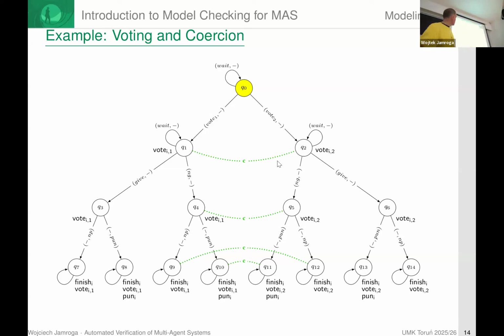But this dotted line indicates that these two situations are indistinguishable for the agent called C, for the coercer, right? So the coercer doesn't know which one of them is really the case. He knows at this stage that one of them is the current state, but doesn't know which one. So it's like playing a card game, right? You know what is the set of legal hand distributions, but if you're not cheating, you can only see your own hand and not the hands of the other guys. And there is typically a large number of possibilities that you have to consider.